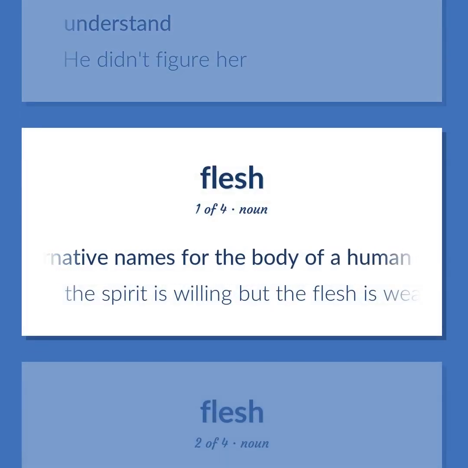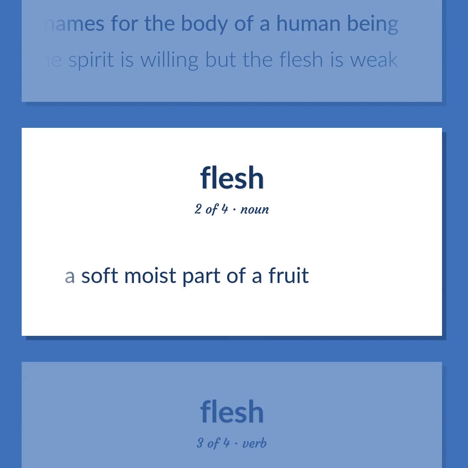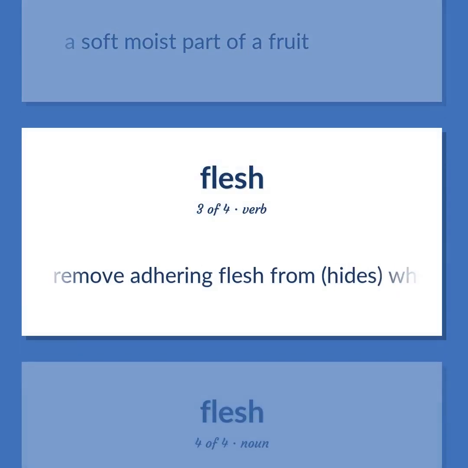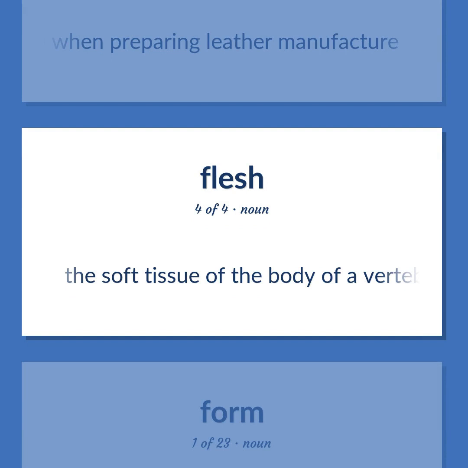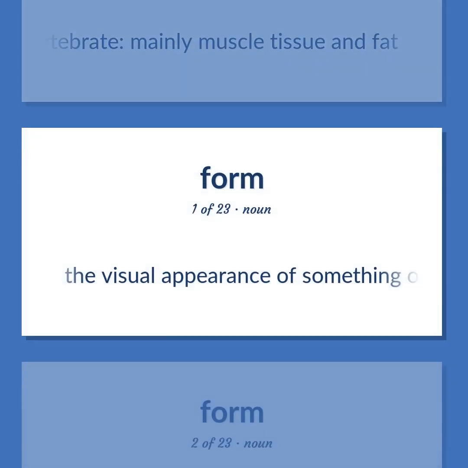Alternative names for the body of a human being. The spirit is willing but the flesh is weak. A soft moist part of a fruit. Remove adhering flesh from hides when preparing leather manufacture. The soft tissue of the body of a vertebrate, mainly muscle tissue and fat. The visual appearance of something or someone.